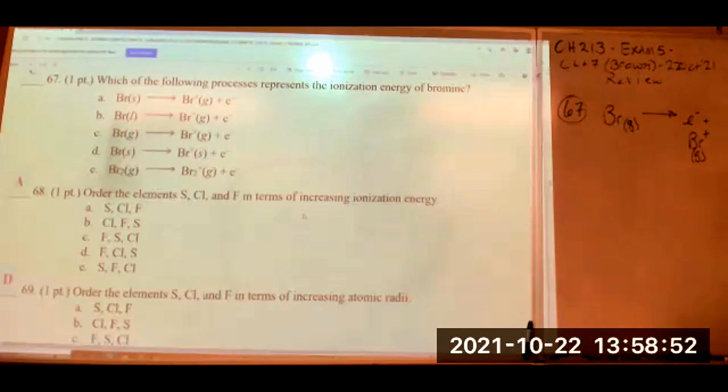Okay, so we have to have bromine gas. Nope, nope, could be. Nope, nope, can't be. It's not diatomic. It has to be the atom. So C is the only possibility. Can we just check it out? Okay, Br plus gas, yeah, plus one. That's it. C has to be it.